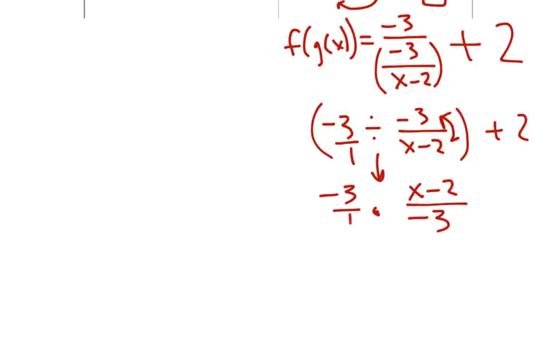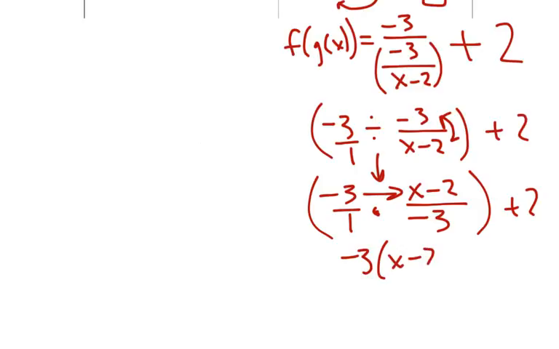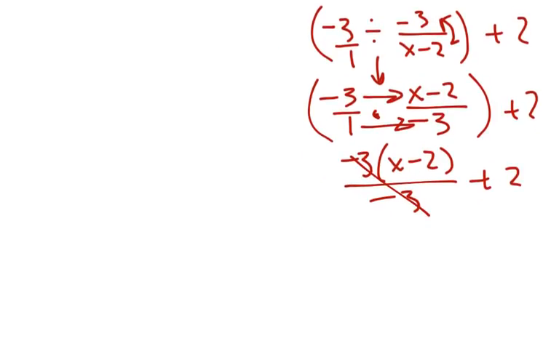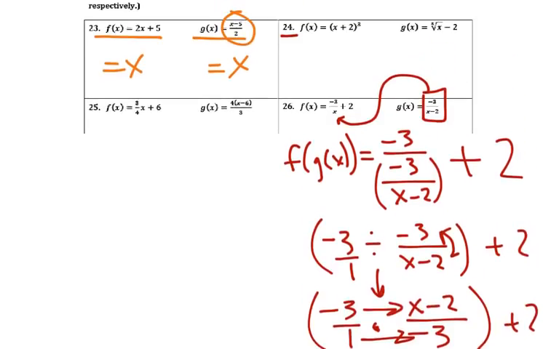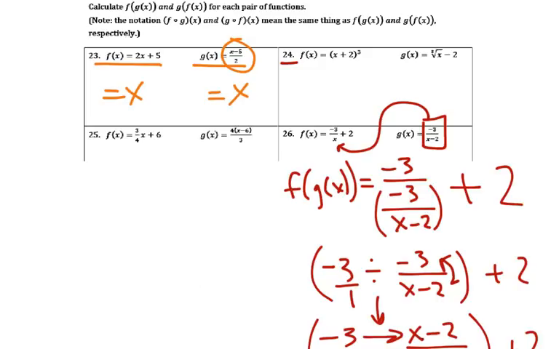So we get negative 3 over 1 times that. Multiply across. Negative 3 times x minus 2. 1 times negative 3. Now those cancel out, right? 1 on the top, 1 on the bottom. We're left with x minus 2 plus 2. Those cancel. We're left with x again. You seeing the pattern here?